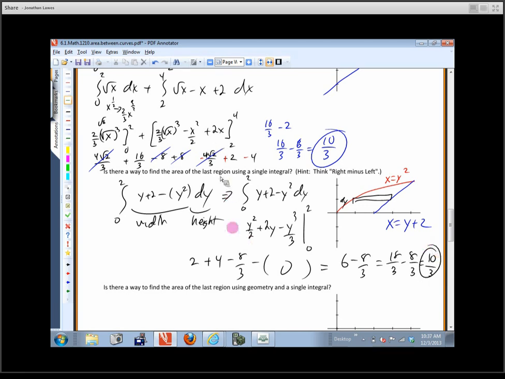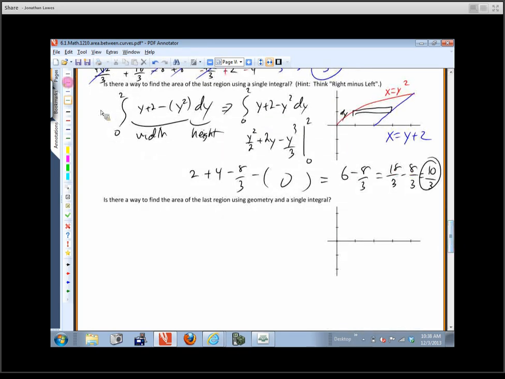Which was the easier setup and integration? Once you got used to the idea that we can write everything as a function of y and then do right minus left to make sure we have positive answers. And notice we're integrating in the positive y direction, we're integrating up in the positive y. Okay? You want one more? This is the coolest and this is the cleverest. What if we use geometry in a single integral?